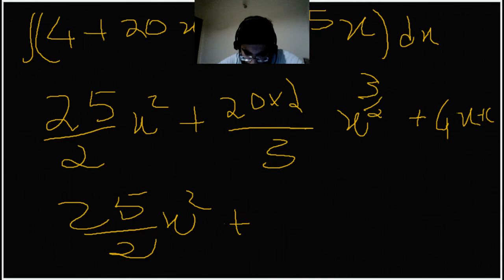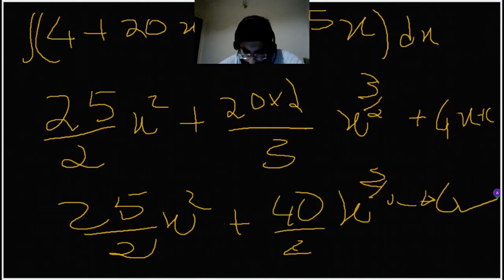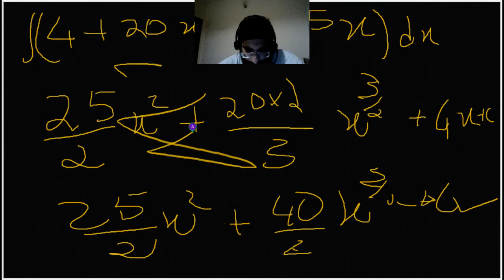Okay, 40 by 3, x 3 by 2, and so on. You get it, you get it. Okay. Perfect. Next. Given that y is equal to, find the list form.